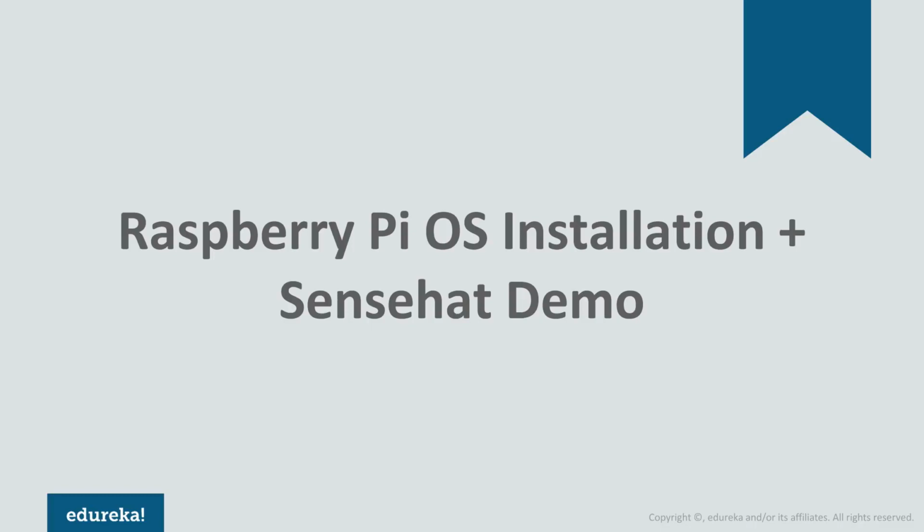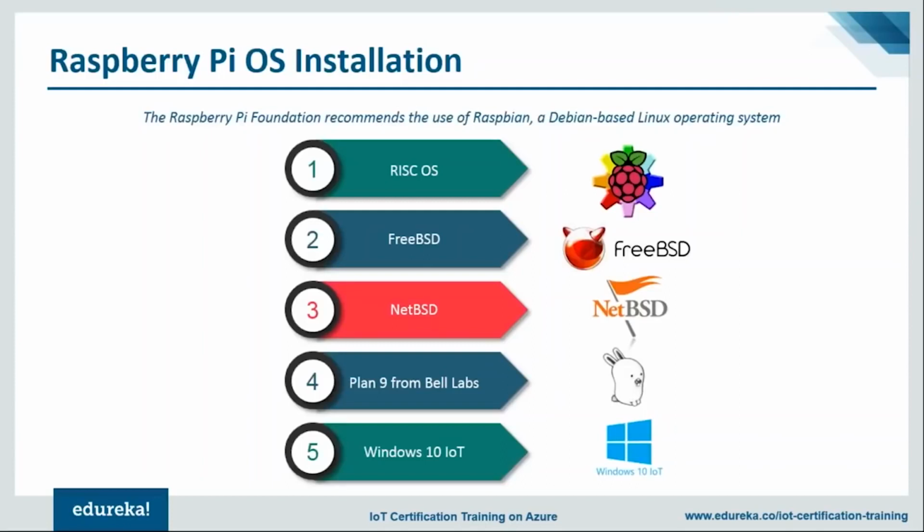Now coming down, let's begin the Raspberry Pi installation process. First, let me help you understand the different operating systems that are available at present. Raspberry Pi in itself supports multiple operating systems, but we'll mainly be working on Raspbian. These are some of the most popular operating systems supported on Raspberry Pi.